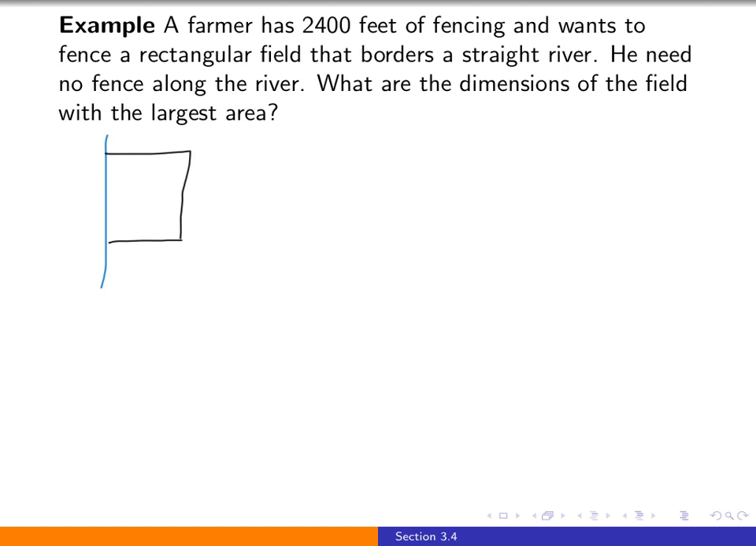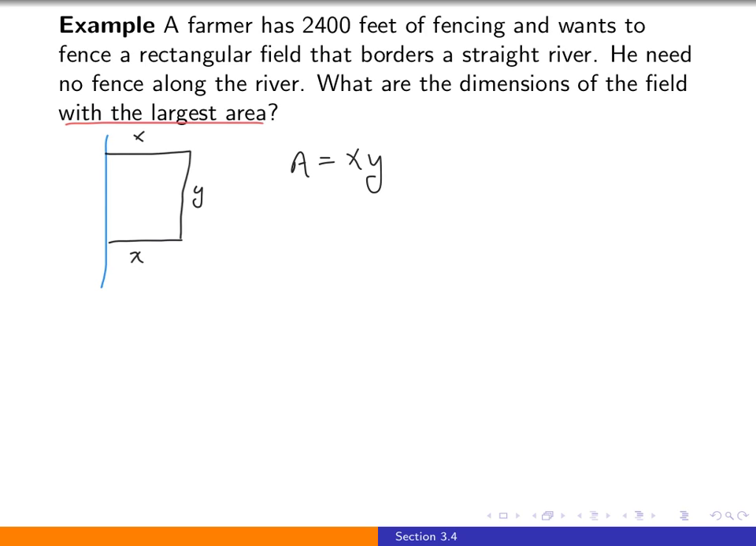So we have a river, and along the river, the farmer is going to build a rectangular fenced-in area. And what we would like to know is, what quantity do we actually want to optimize? The key statement here is, what are the dimensions of the field with the largest area? So the area is the thing that we want to make as large as possible. So we need to label all relevant variables. We can think of x as being the length of the fencing coming away from the river, so it will be the same on both sides here. And then y. If we do this, we would say that the area, the thing that we want to optimize, is x times y.